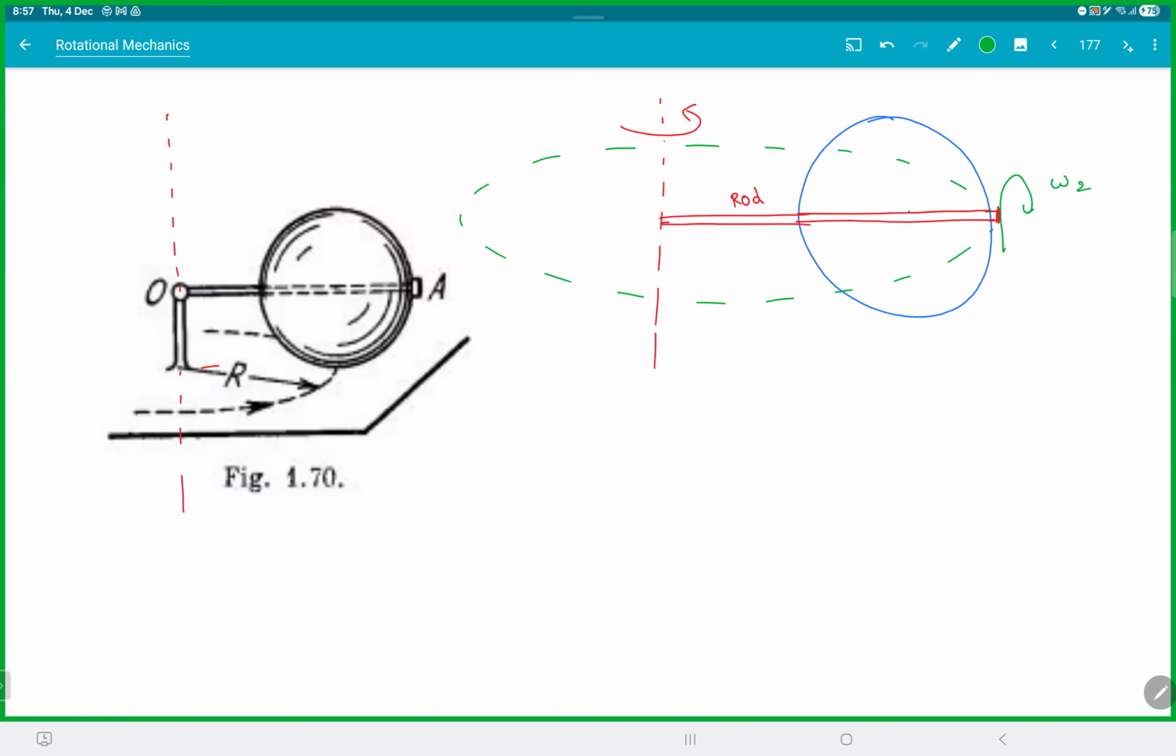Can you display next disk? Moment of inertia of the disk is what? About this axis, what is the moment of inertia? Right? mr square by 4, right? No, about the diameter. But you want about this axis, right? And this distance is L. So parallel axis theorem, mr square by 4 plus ml square. Sure.